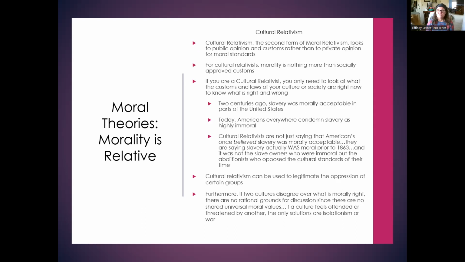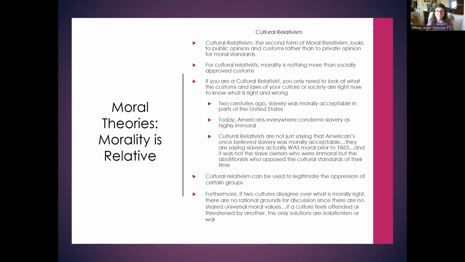Conversely, we have the other relativist theory, which is cultural relativism. Instead of looking inwardly, at what you feel and believe is right, cultural relativism is looking culturally, right?